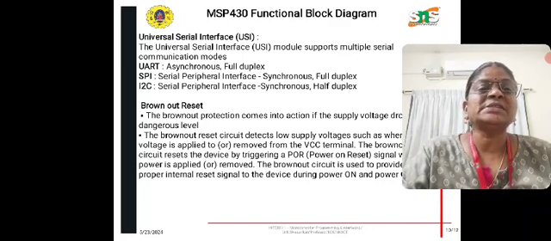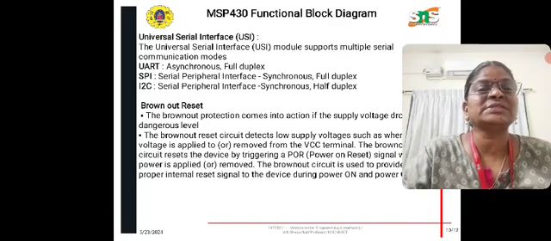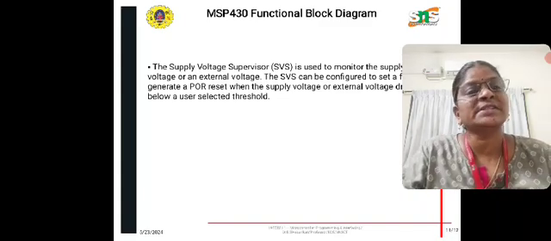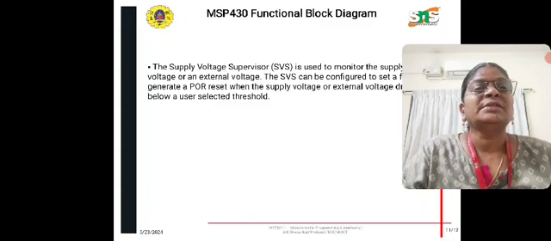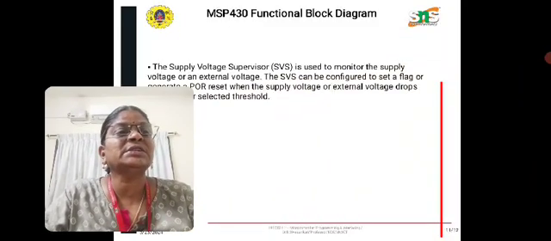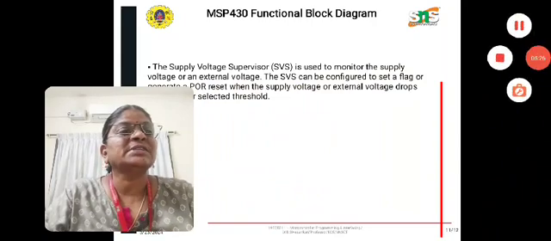And brownout reset: brownout protection comes into action if the supply voltage drops to a dangerous level, right? The supply voltage supervisor, SVS, is used to monitor the supply voltage or an external voltage. And these are all the main functional blocks used in our processor MSP430.